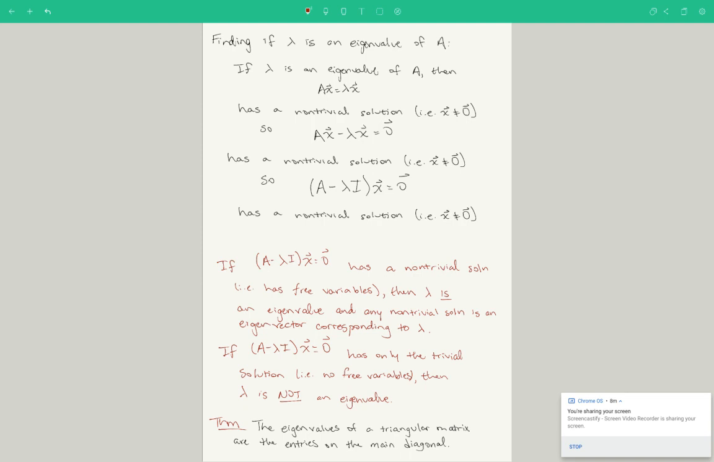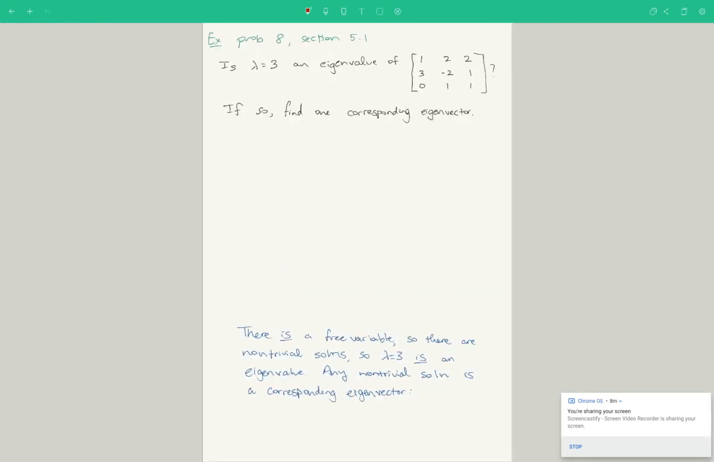Now, if A is a triangular matrix, eigenvalues are really easy to find. They're just the entries on the main diagonal. But if A is not a triangular matrix, then we have to use this method we just talked about. So let's see what that ends up looking like. Let's take a look at problem 8 from section 5.1.